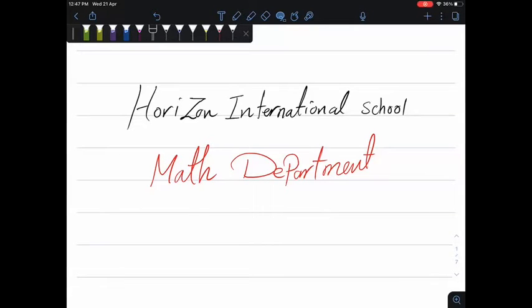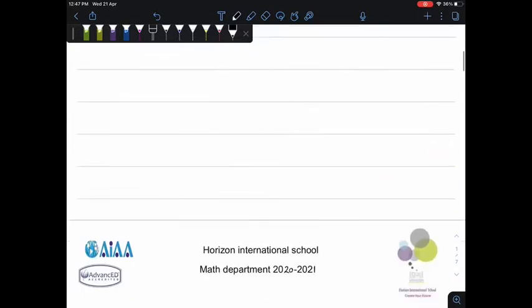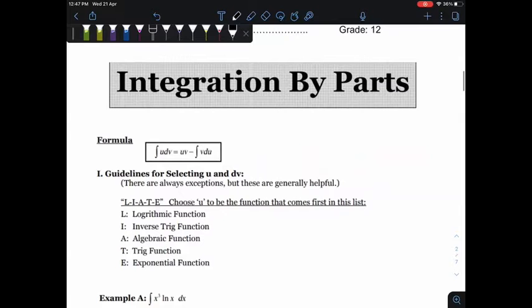Here we have the final revision worksheet we will solve today in this session. They're going to help you to prepare for your final exam. So this is the final revision for calculus. We will start first with integration by parts.